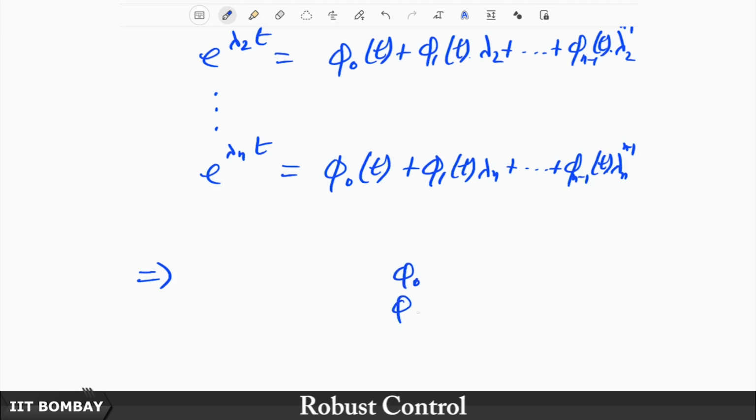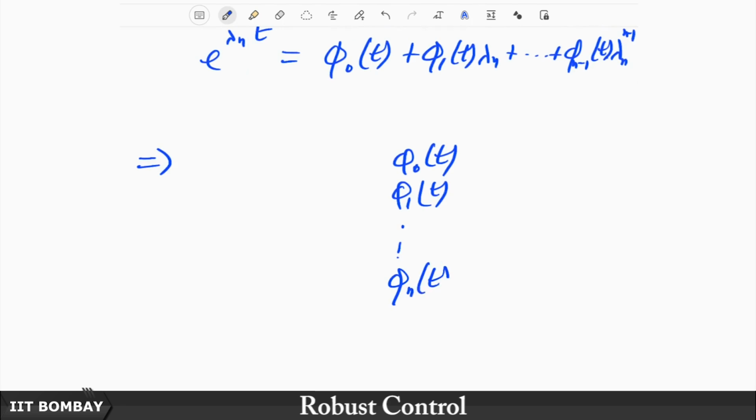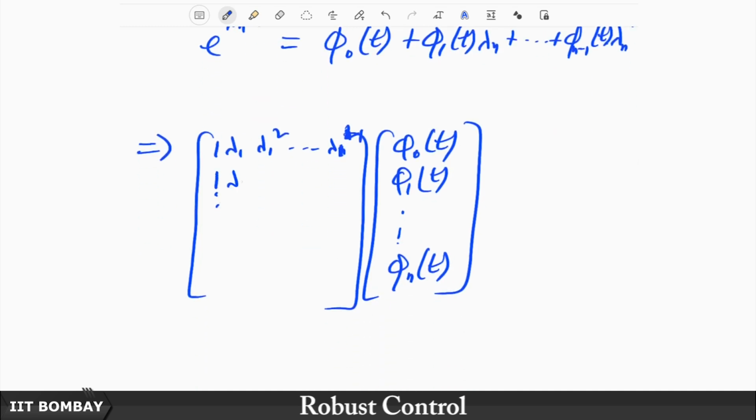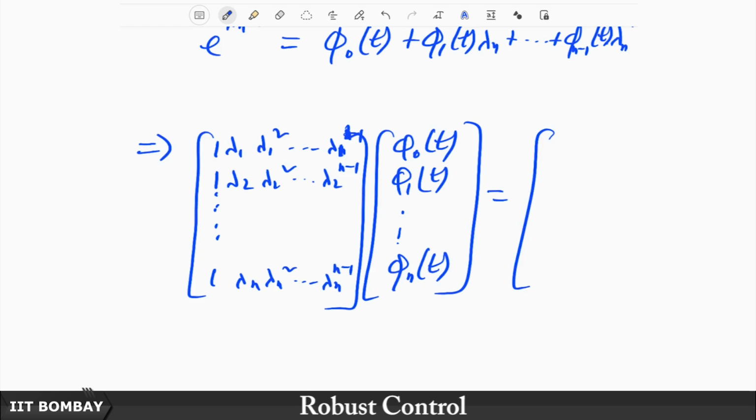So, let me have all the arguments in t like so, and what we will then have is 1, lambda 1, lambda 1 squared, dot dot dot till lambda 1 to the power n minus 1. Till the second row is 1, lambda 2, lambda 2 squared, dot dot dot till lambda 2 to the power n minus 1. Likewise, you go on till you have 1, lambda n, lambda n squared, dot dot dot till lambda n to the power n minus 1. And on the right hand side also you have known commodities, which are e to the lambda 1 t, e to the lambda 2 t dot dot dot till e to the lambda n t.